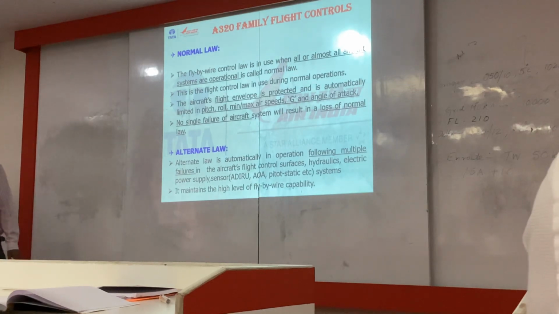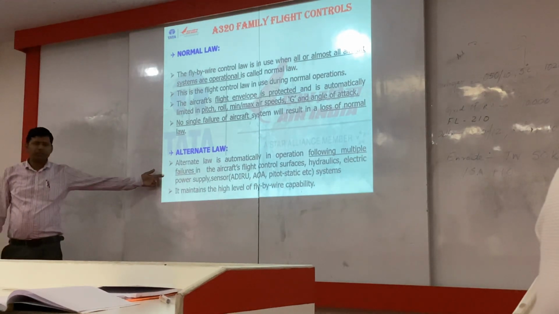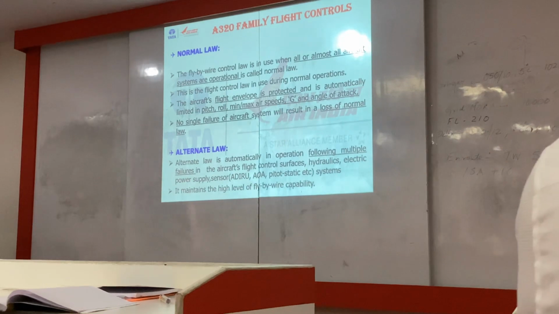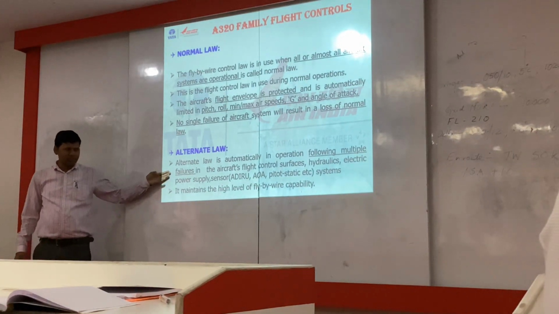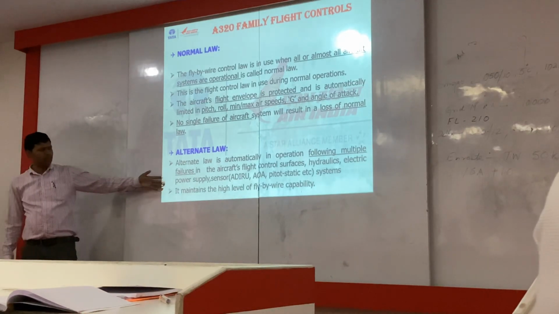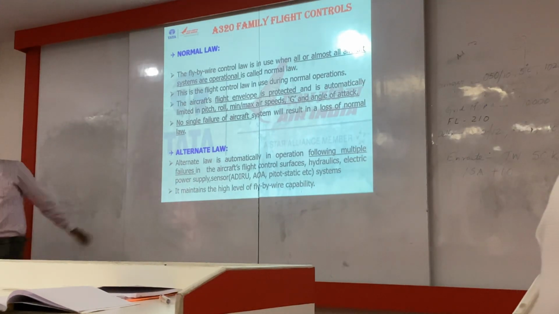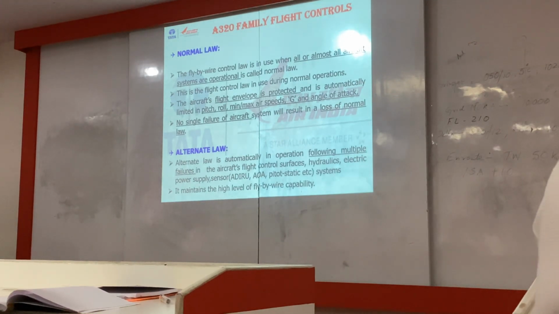Alternate law. Alternate law is automatically in operation following multiple failures. So more than one failure will lead into the alternate law. It could involve the flight control surfaces, hydraulics, electric power supply, sensors, or any combination of failures. It maintains a high level of fly-by-wire capability. We try to maintain the basic requirements of fly-by-wire. Though everything is not available, at least some protections will be available.